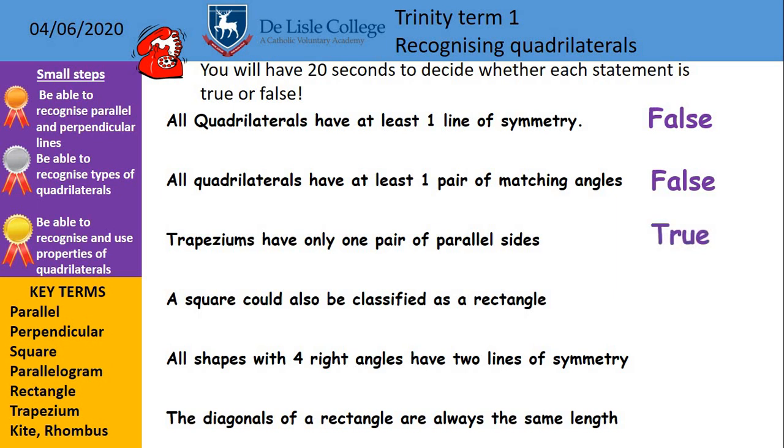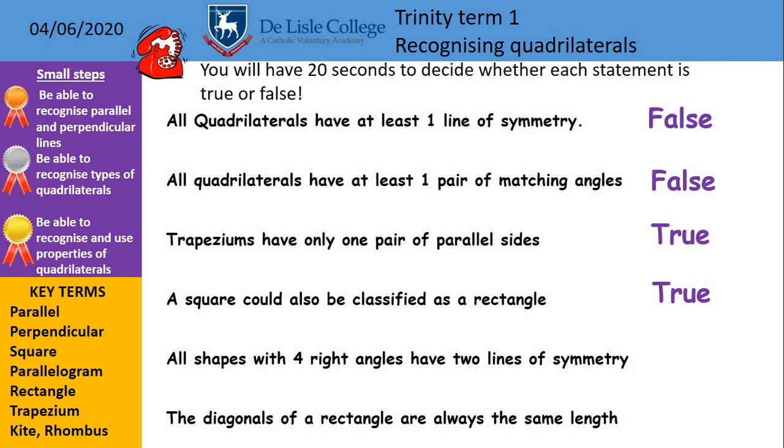A square could also be classified as a rectangle. That is entirely true. If you think back to the definition of a rectangle, we've got 2 pairs of equal length sides, and all of the internal angles must be 90 degrees. That's exactly true of a square.